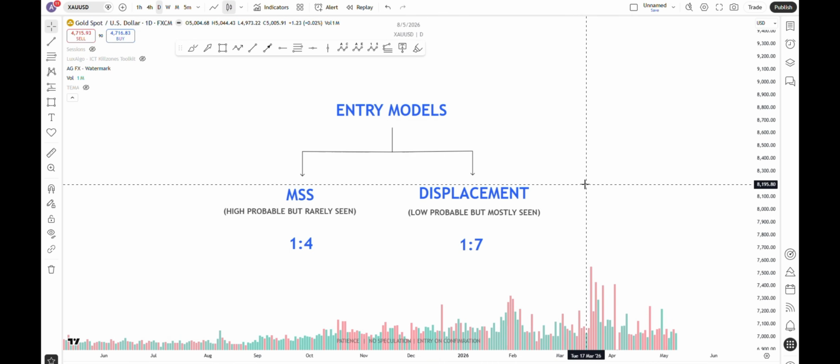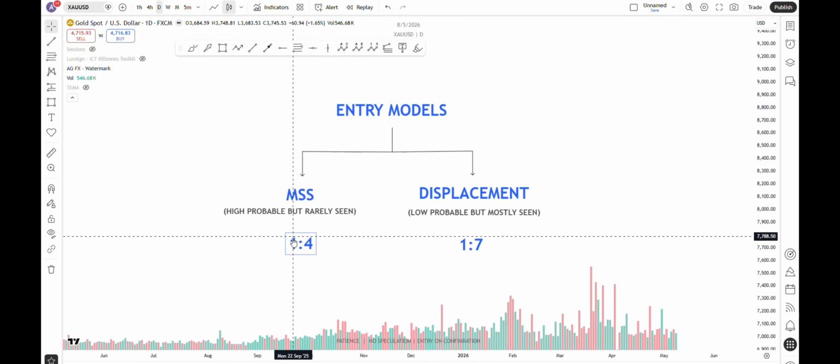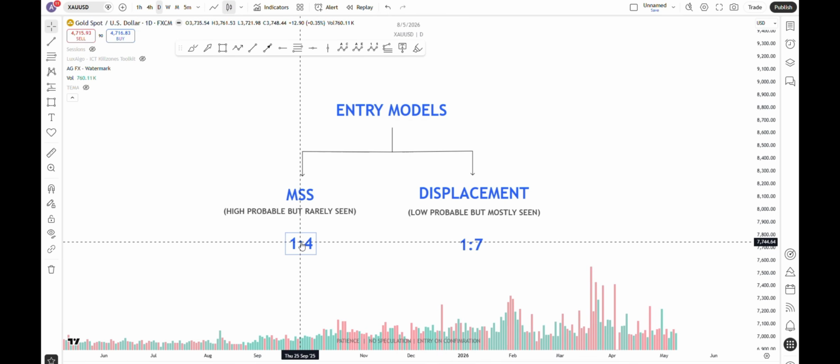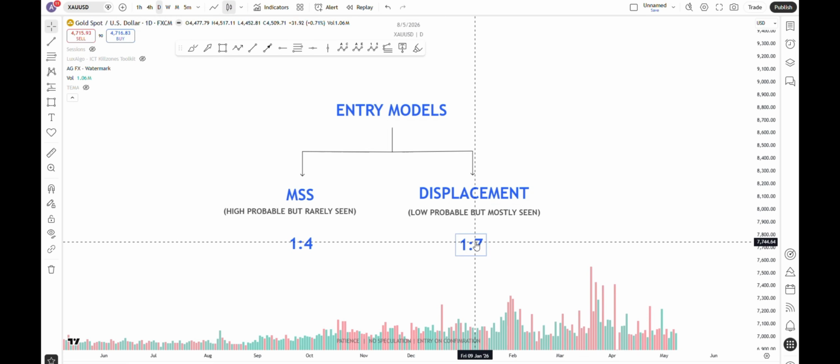But if you trade any other pair like Bitcoin, I've seen in Bitcoin also it gives a similar kind of risk to reward for market structure shift. You can easily get 1:4, 1:5. But yes, for displacement, you do not really get this high risk to reward. Maybe you get 1:5, something like that, around 1:5.